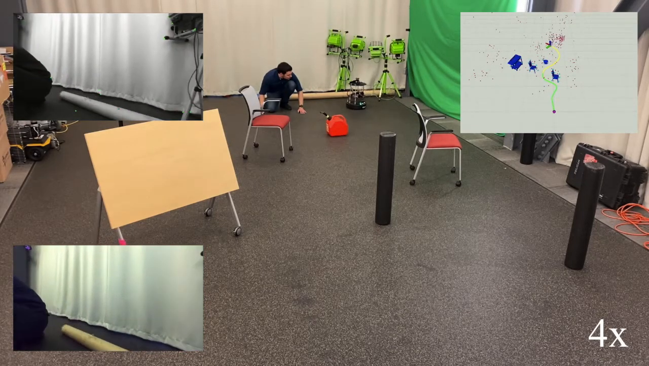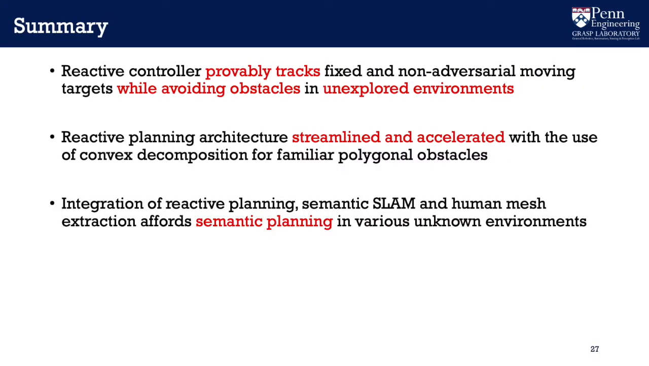In summary, this work presents a reactive controller with provable guarantees of collision avoidance and tracking of fixed and non-adversarial moving targets in unexplored semantic environments. The reactive planning architecture from prior work is streamlined and accelerated with the use of convex decomposition for familiar obstacles, while the integration of reactive planning, semantic SLAM, and human mesh extraction affords semantic planning in various unknown environments.